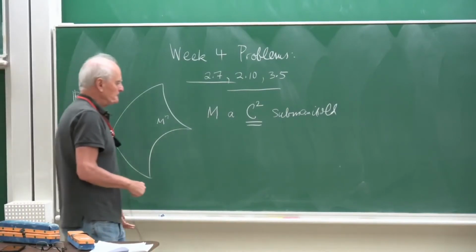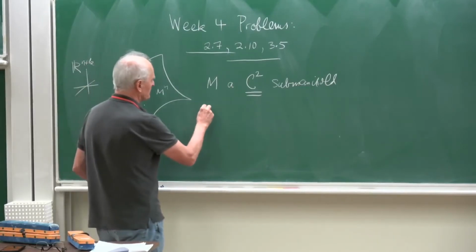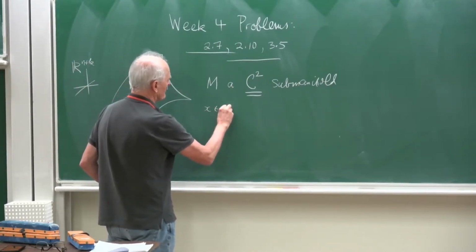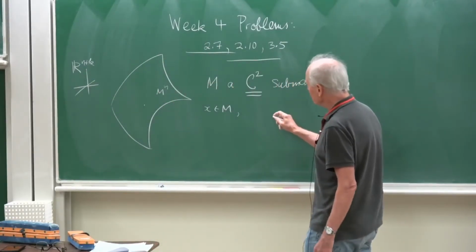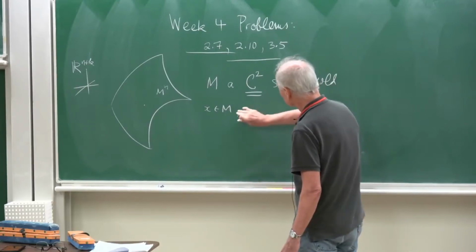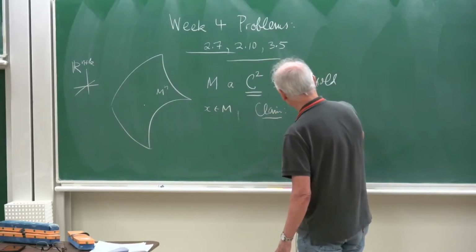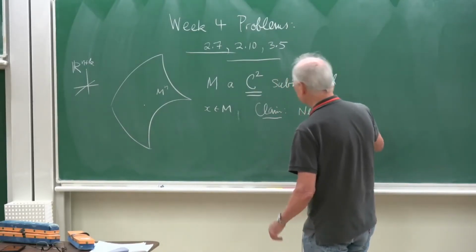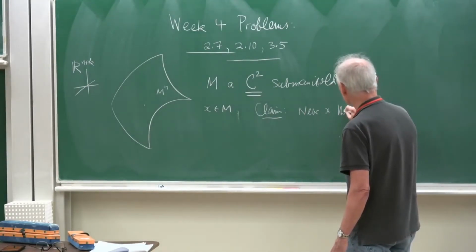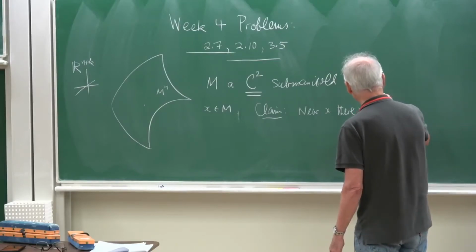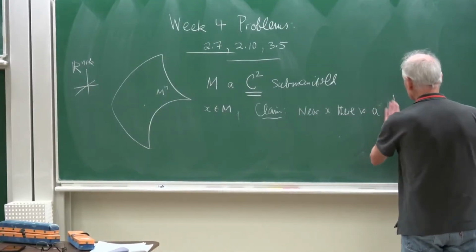And then go to a point X in M, and then the claim is that near X, in some small neighborhood of X at least, there is an orthonormal basis, there are C1 vectors.